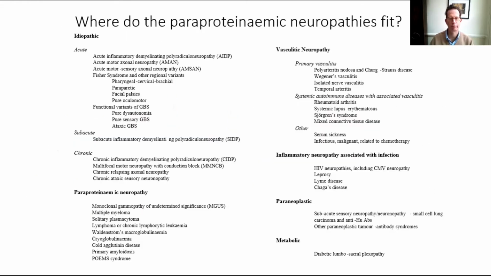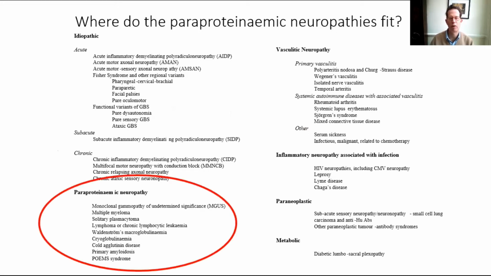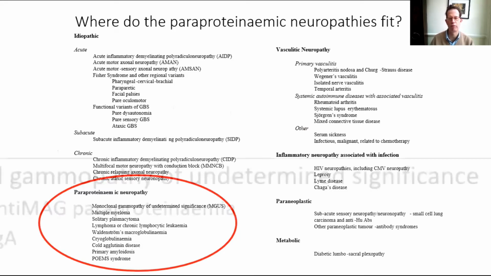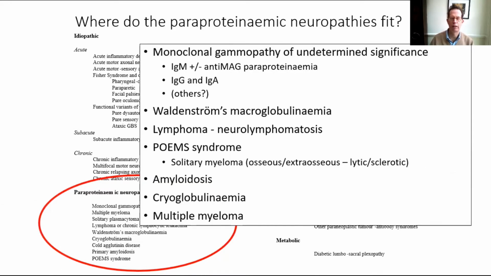So within the whole context of inflammatory peripheral neuropathies, paraproteinic neuropathies form a fairly large group, although individually each is rare. The monoclonal gammopathies that are relevant are MGUS, the monoclonal gammopathy of undetermined significance, or in our case, the monoclonal gammopathy of neurological significance, which is usually IgM and may or may not have anti-MAG activity. Waldenstrom's macroglobulinemia is remarkably common.